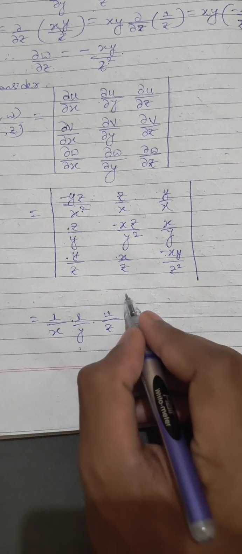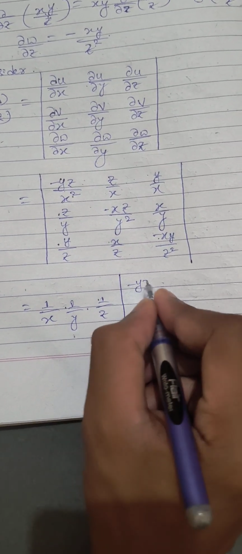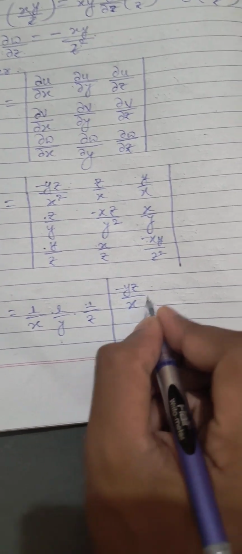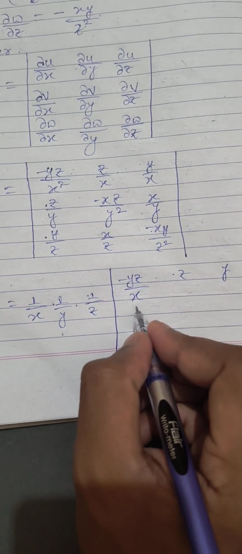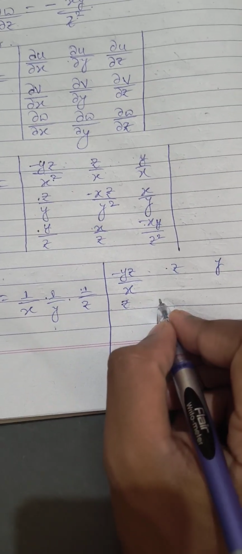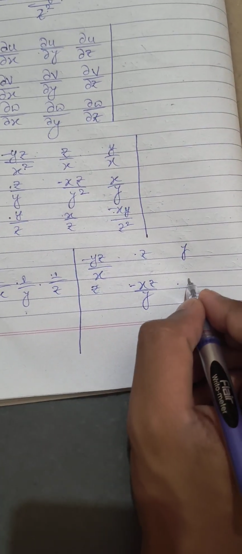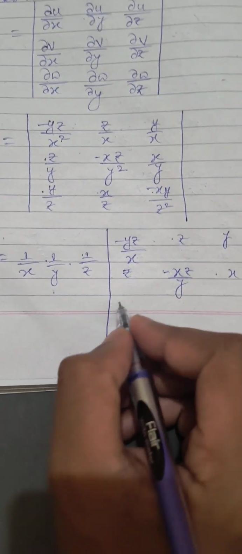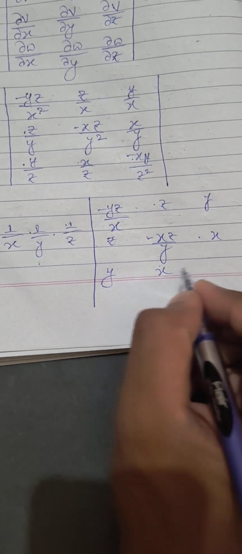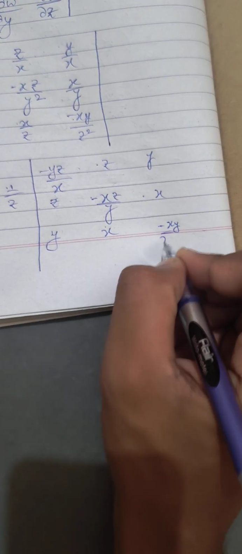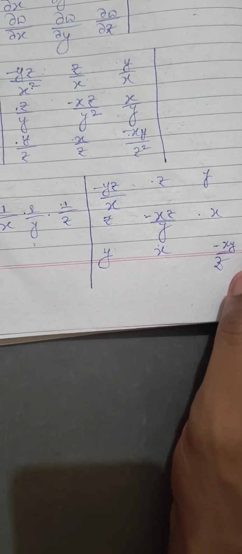Is it clear? Now write the remaining values. If you take 1 by x common from the first row, what are you left with? Here it is minus yz divided by x, here z, here y only. Similarly in the second row, if you take 1 by y common, in the second entry we have to write minus xz divided by y. In the third row we have only x. Similarly from the third row, if you take 1 by z common, you are left with y, here x, here minus xy divided by z. So this is what the remaining determinant entries are.